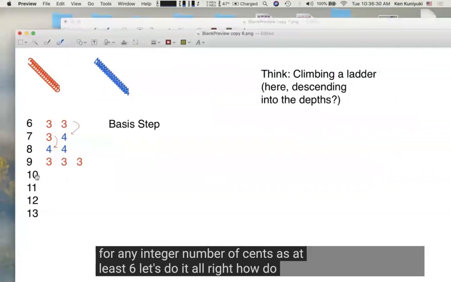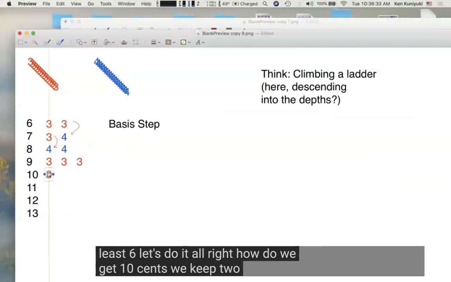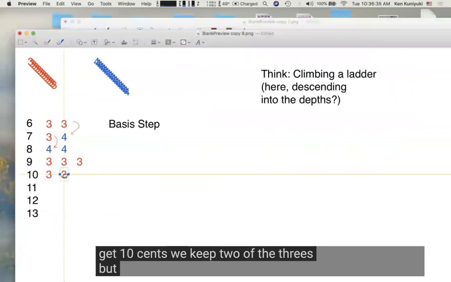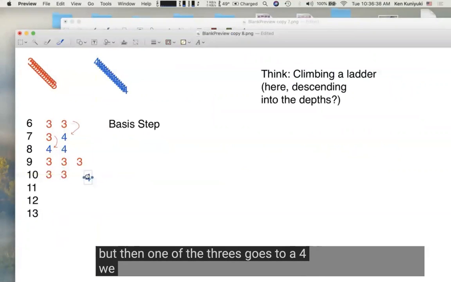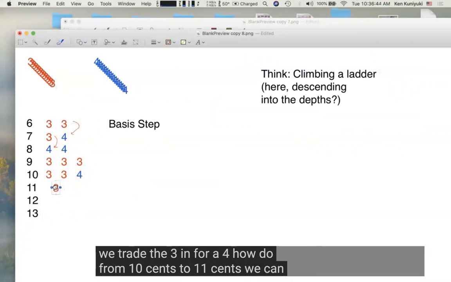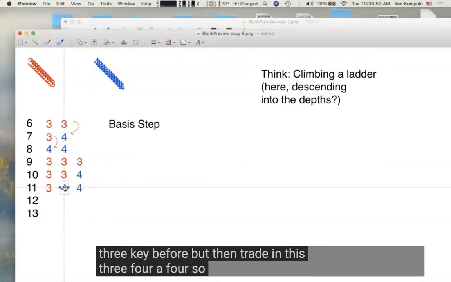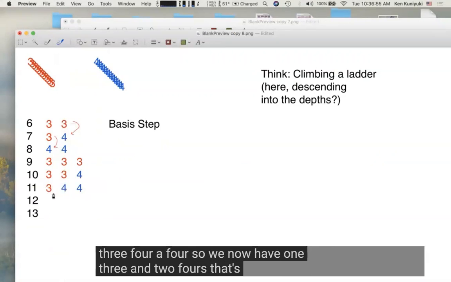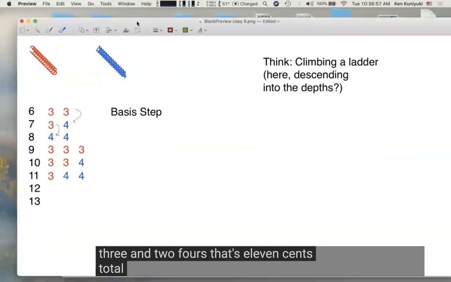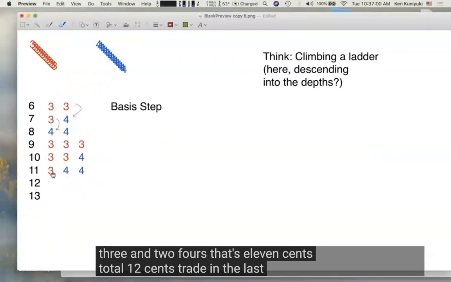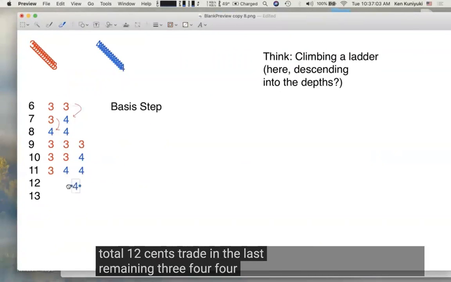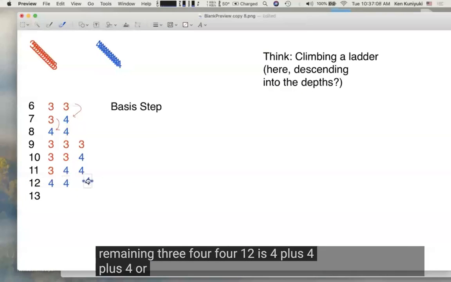Let's do it, all right? How do we get 10 cents? We keep 2 of the 3s, but then one of the 3s goes to a 4. We trade the 3 in for a 4. How do we get from 10 cents to 11 cents? We can keep a 3, keep a 4, but then trade in this 3 for a 4. So we now have 1 3 and 2 4s. That's 11 cents total. 12 cents. Trade in the last remaining 3 for a 4. 12 is 4 plus 4 plus 4, or 3 times 4.